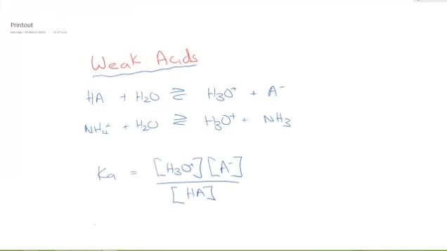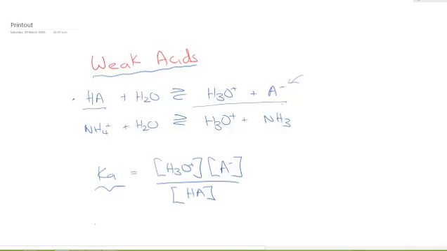Okay, now weak acids have a different way of being calculated in terms of their pH. Now the formula you use is still based on the Ka expression, which is just the expression to do with equilibrium. Now if we look at the equilibrium expression for a general acid HA, it dissociates into H3O+ and A-, which of course is the conjugate base here.